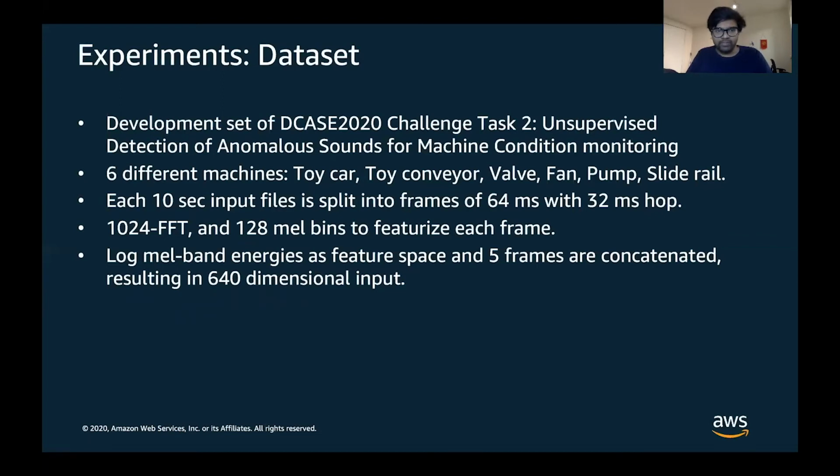For training purposes, we were only given the normal data points, and during inference, we were given some normal and some anomalous, and we had to make a decision if it's a normal or an anomalous data point.